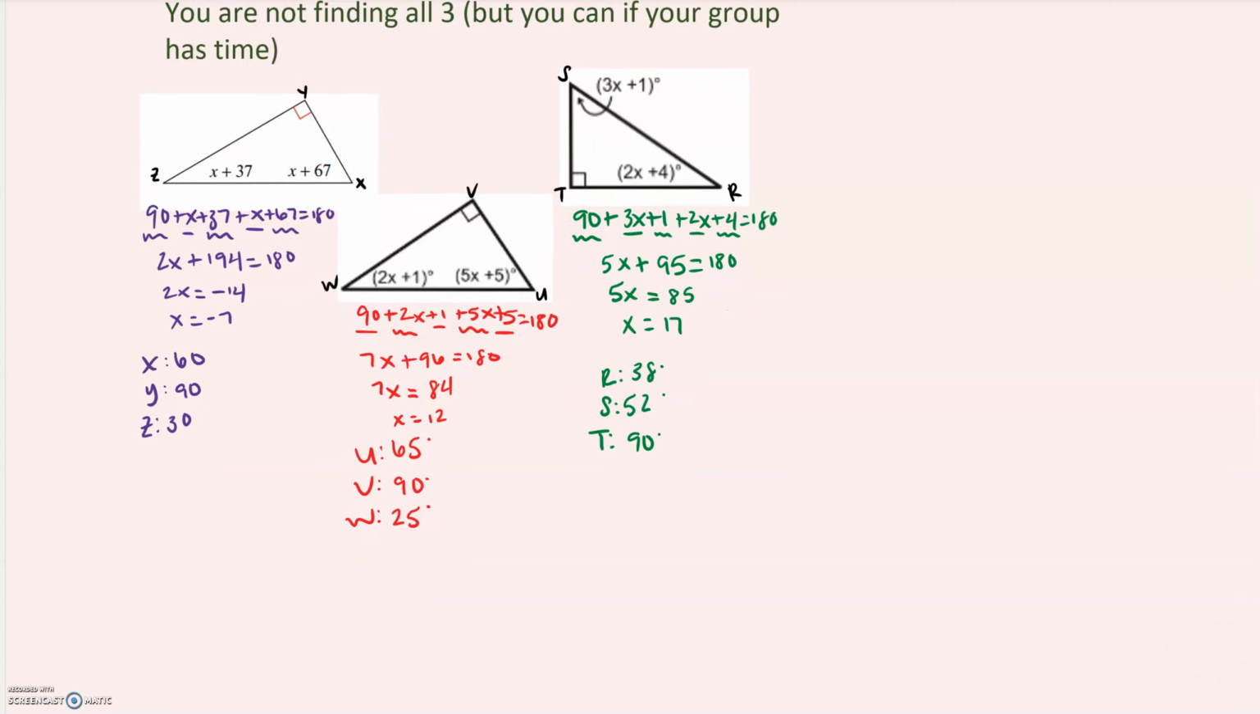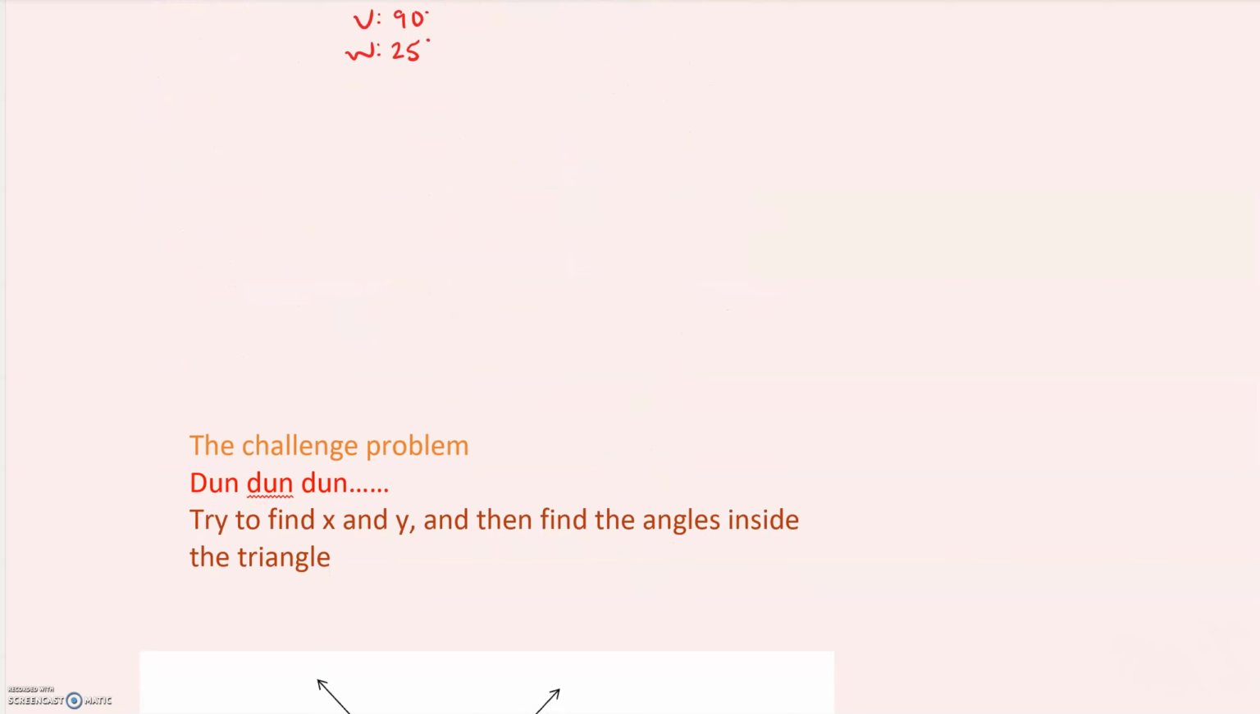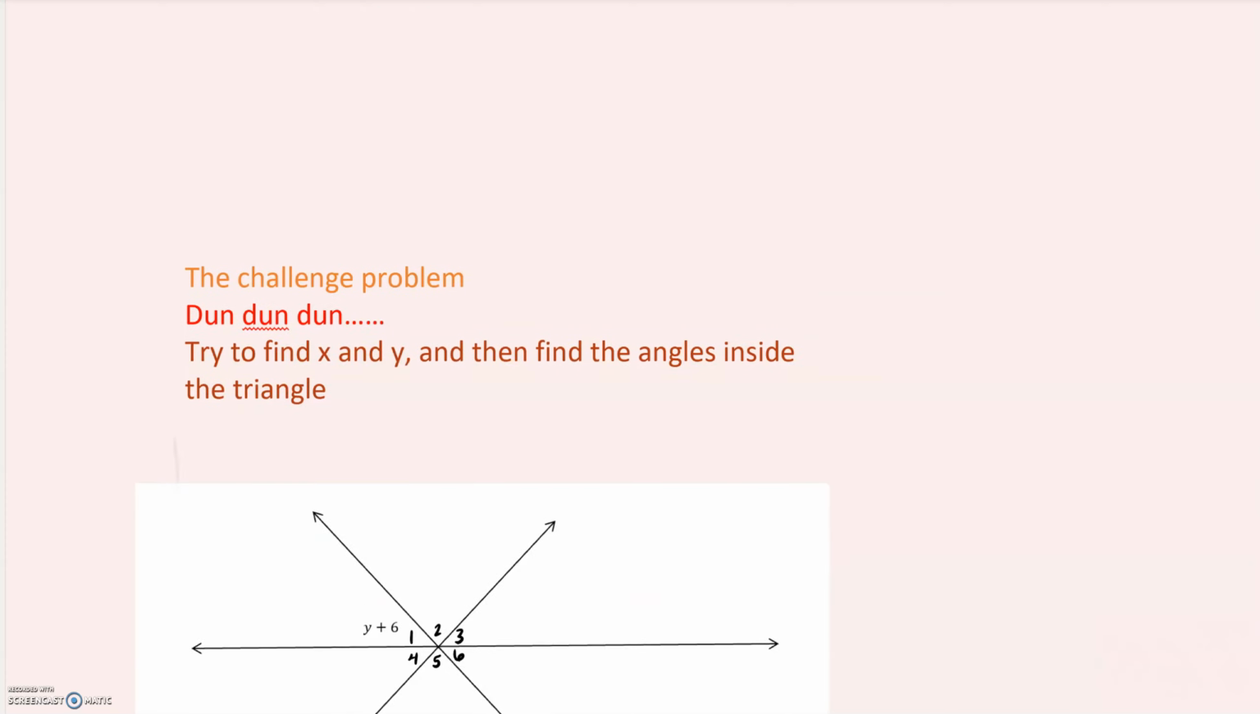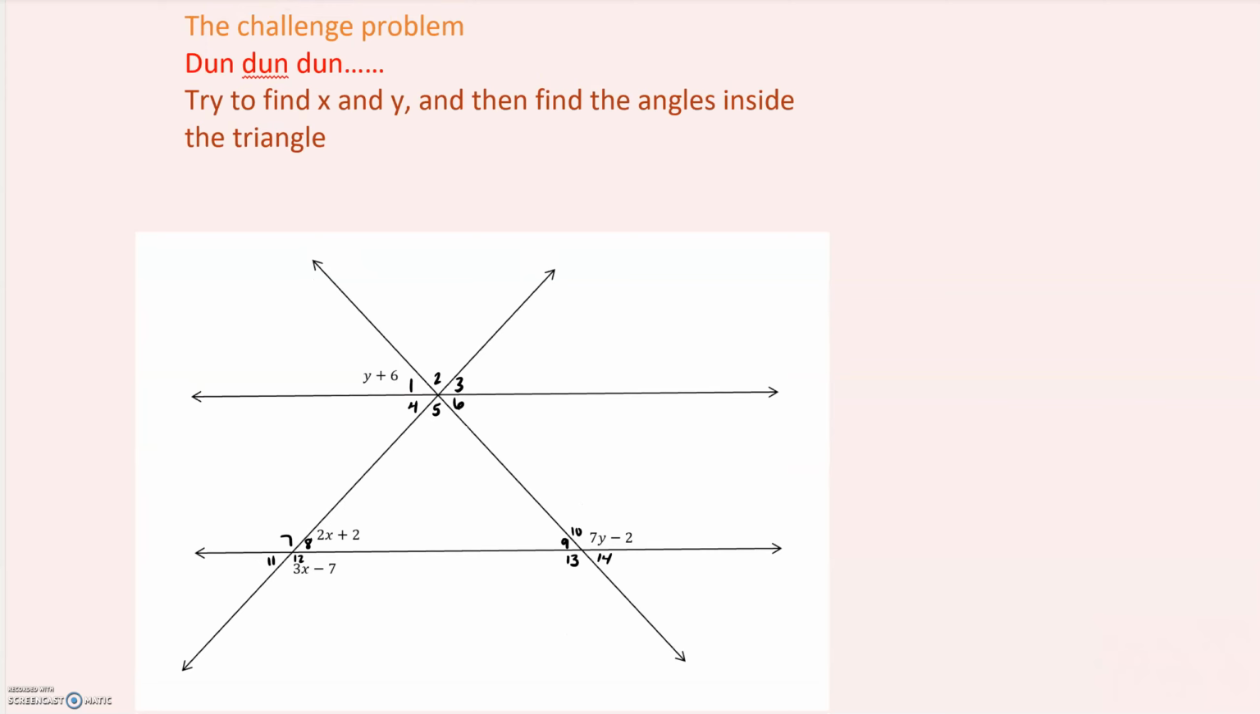All right, so one last problem, but it's the challenge problem. So you're going to try to find the value of x and y, and then you're going to find the missing angles inside the triangle. And even though there's 14 different angles here, once you find the 3 inside the triangle, you're good to stop. So don't feel like you need to solve for all 14. You absolutely can, but when I give the answer, it's not going to show that. So go ahead, pause the video, and see if you can figure out the answer.